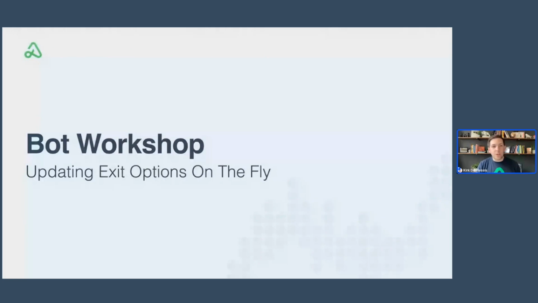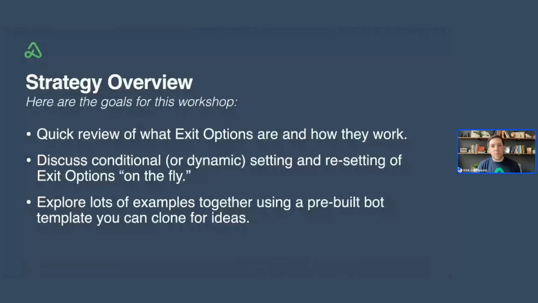All right, so here's what we're going to do. We're going to go through a couple things today together. First thing is we're going to do a quick review of what exit options are and how they work. If you don't know what exit options are, that's okay. If this is your first time in here, I'll let you know what they are real quick. We'll briefly cover that. Second thing is we're going to discuss conditional or dynamic setting and resetting of exit options on the fly. On the fly means whenever you want, basically adjusting exit options as you go. And I'll give you a bunch of examples so that we can walk through that together. Third thing is we're going to explore lots of examples together using the pre-built bot template that you can clone for ideas.